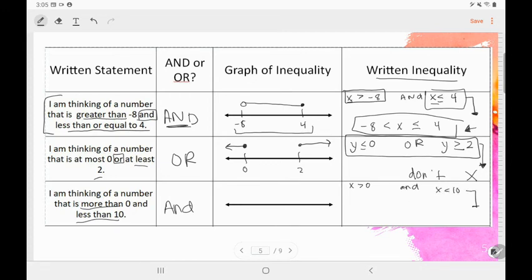Now I'm going to write my middle step, my new inequality. 0, 10, okay, and x in the middle. x is greater than 0 and x is less than 10. And if I graph that, 0, 10, open circles, and they are combined.